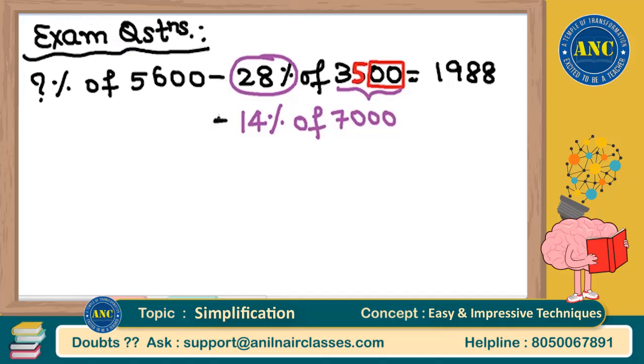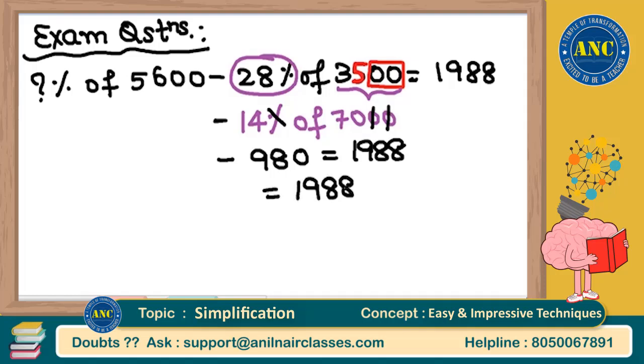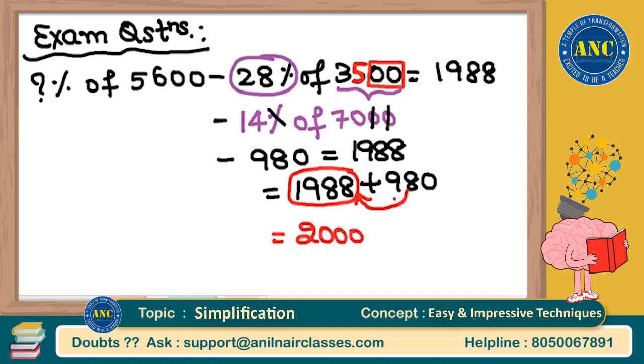Anyway, this minus sign is there. Now same logic, percentage removed, two zeros cancel. 14 into 7 is 98, so it is 980. The right hand side is 1988. If I shift it to the left hand side, it is 1988 plus 980. I require 12 for this number to be a fancy number, 2000. If this person gives 12 rupees to you, that person is now left with 968 rupees.